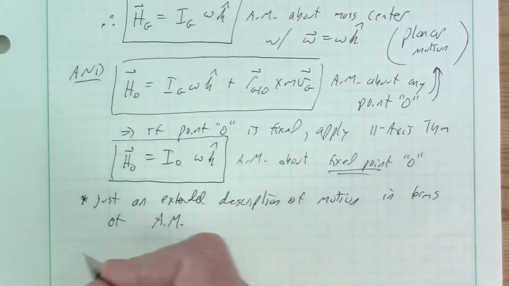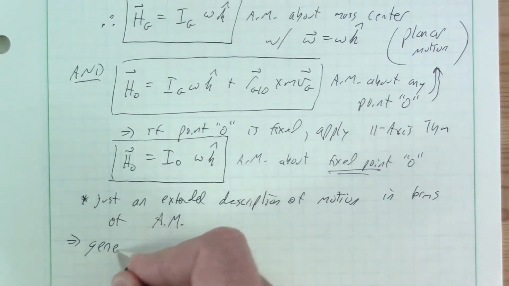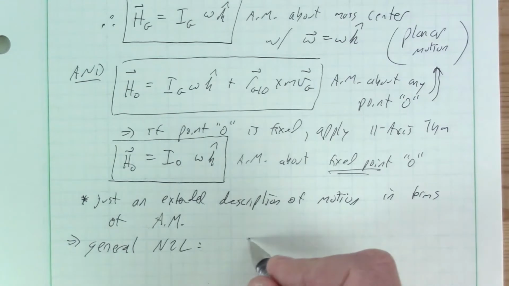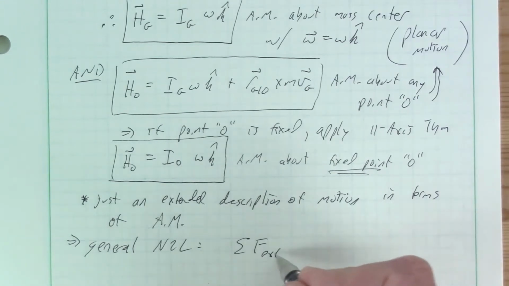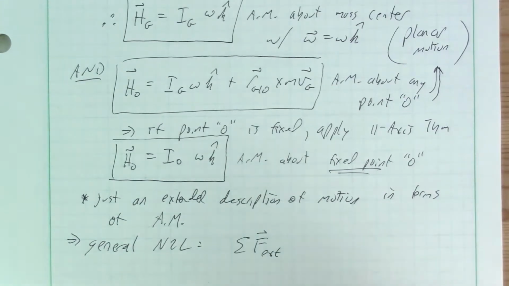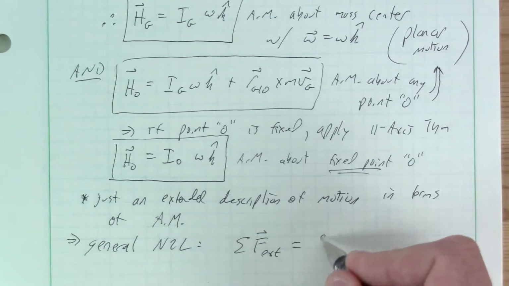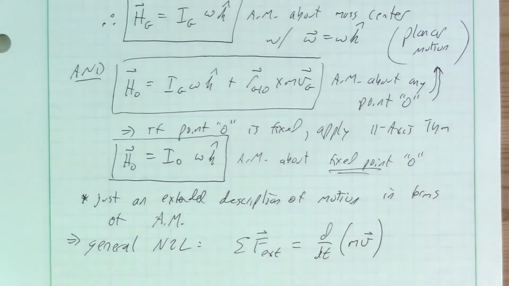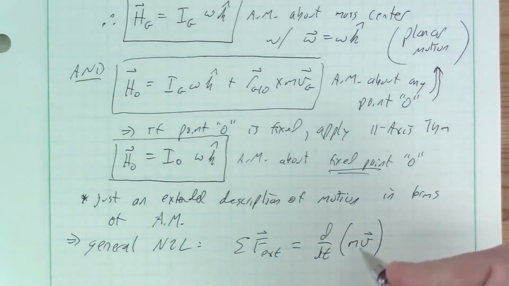We apply it to Newton's second law. Our general version of Newton's second law is that the sum of the forces externally acting on an object is not mass times acceleration. It's actually the time derivative of linear momentum.